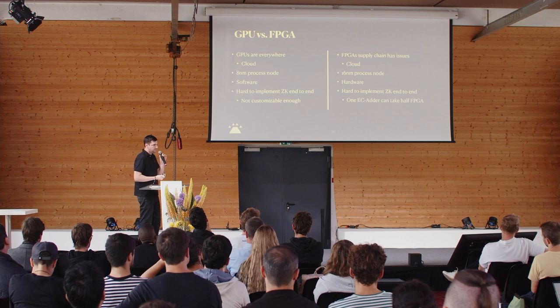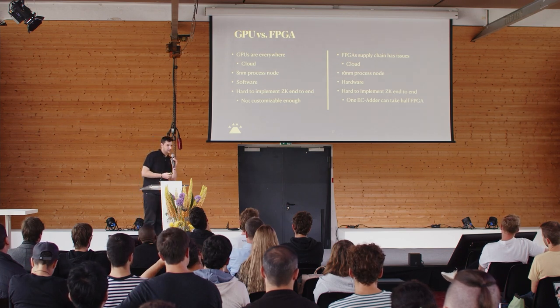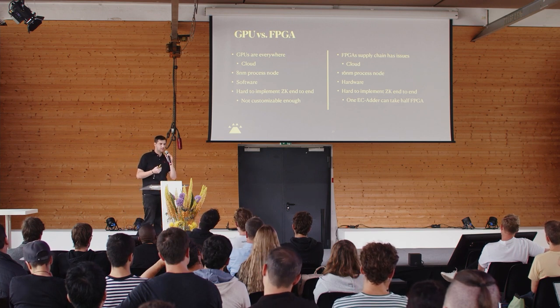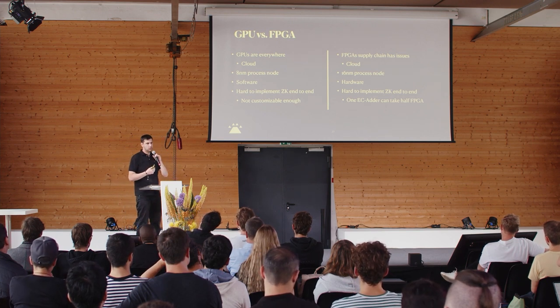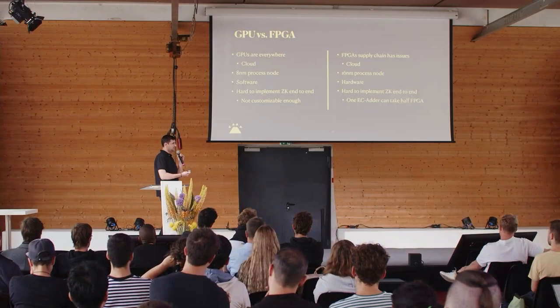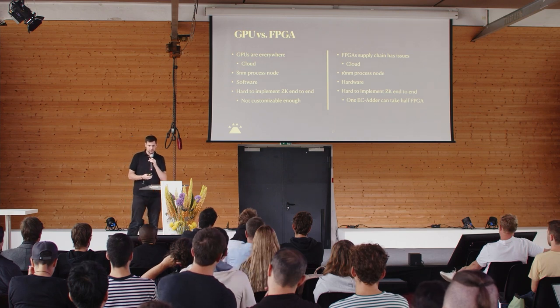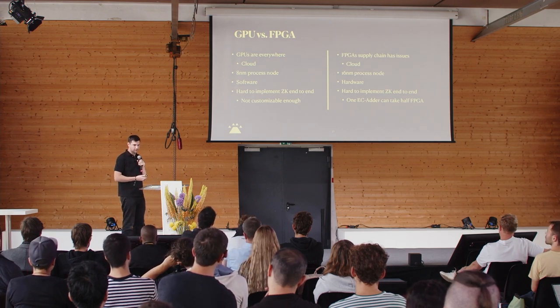So the GPU is simply not customizable enough when you think about doing together the fluff that I mentioned, the memory management, the MSM and the NTT. And for the FPGA, it's very limited in the resources that you get, right? So even elliptic curve addition, which is very important, as I'll show in a few slides, is something that can take up to half of an FPGA, right? And this is just one very simple mathematical operation.